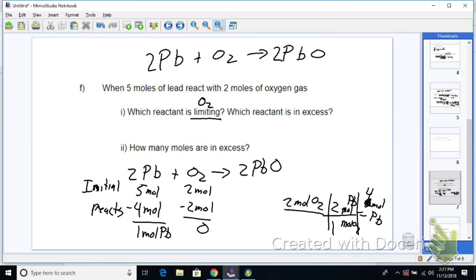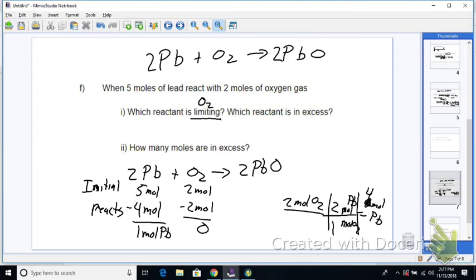So have I proved my point that oxygen's limiting? Yeah, because I still have 1 mole of Pb left over. So what I would say is, if I get rid of all the moles of oxygen, that's going to make it 0, which means it's going to run out. It's limiting.